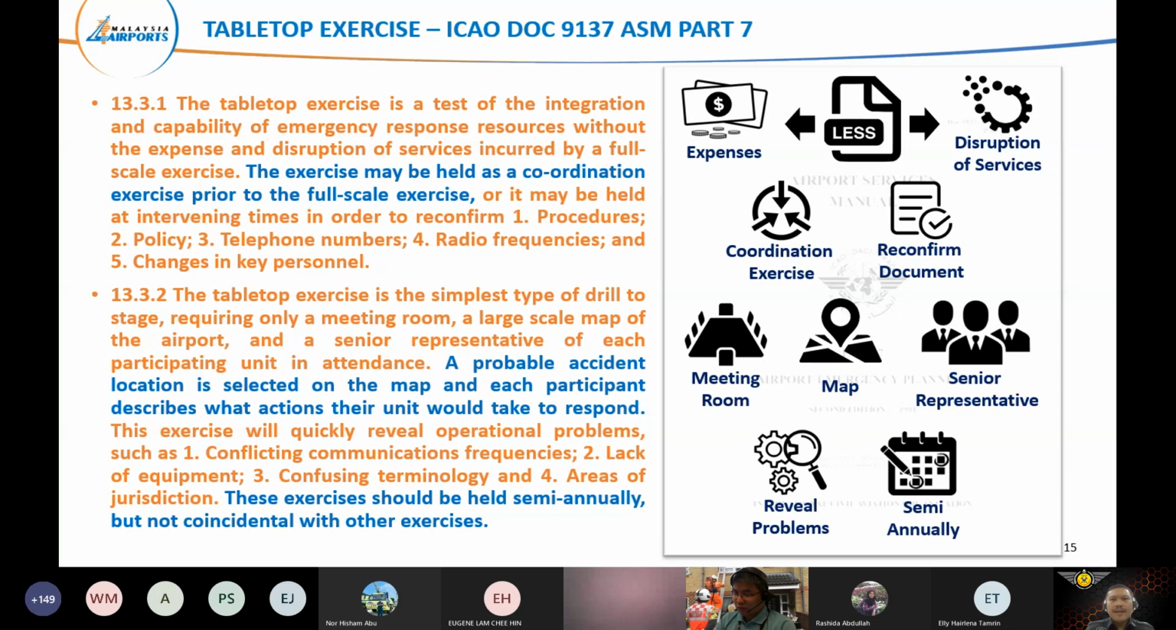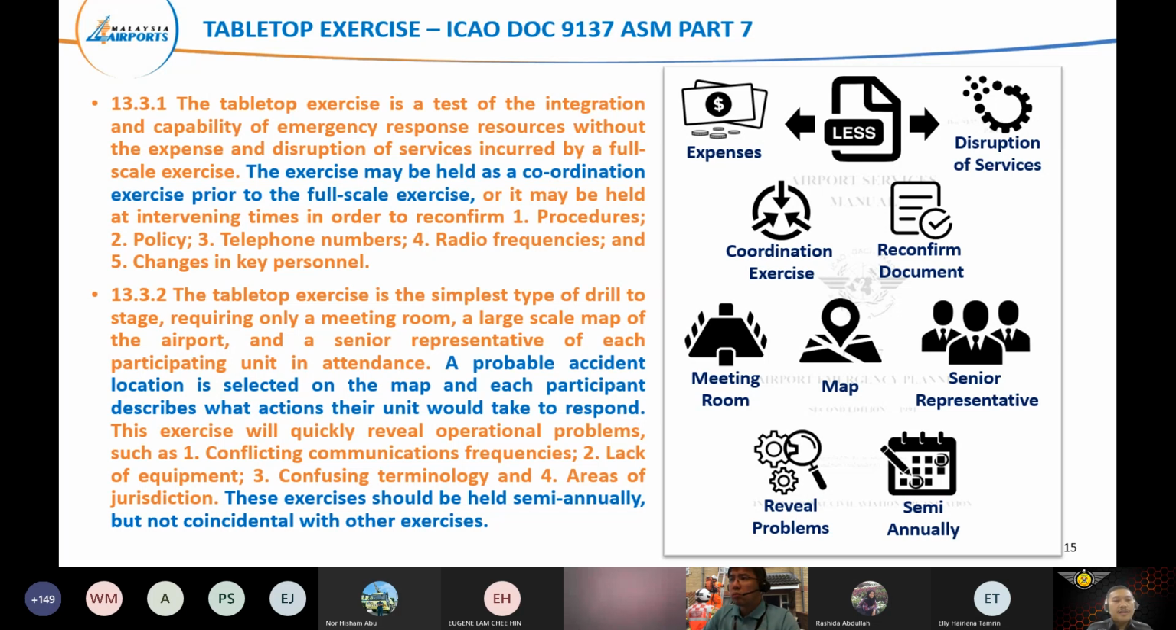So actually, conducting this tabletop exercise is very low in expense, and also less disruptive to services. Tabletop exercise is the simplest drill to organize, because at minimum we require only 1 meeting room, a large scale map or tactical table, and a senior representative from each participating unit. Maybe we can simulate the scenario on the tactical table itself. So all respective units or agencies will respond accordingly to the scenario set by the exercise control team.